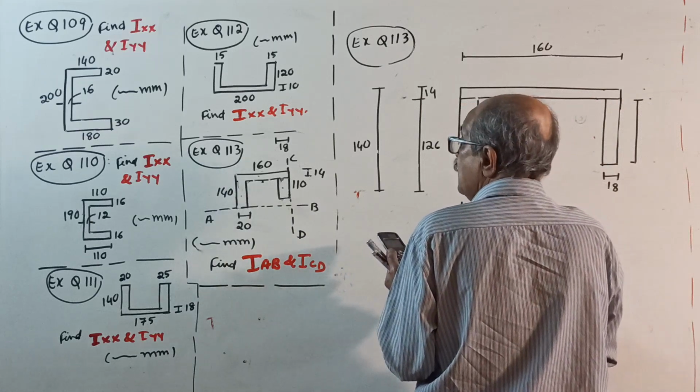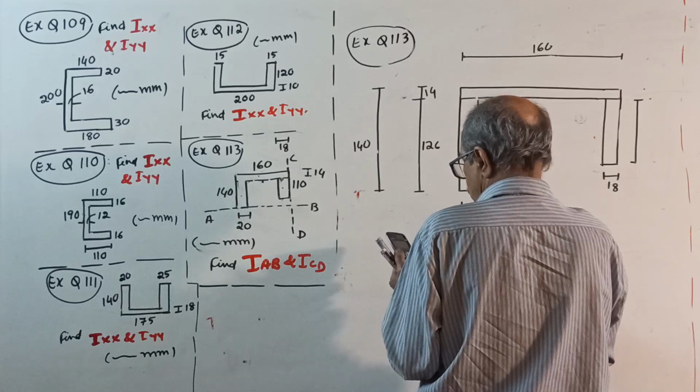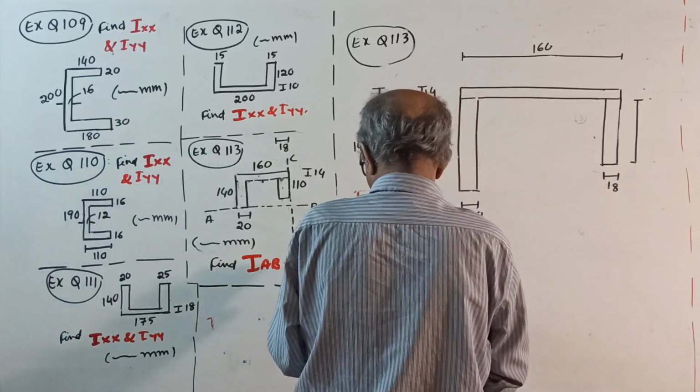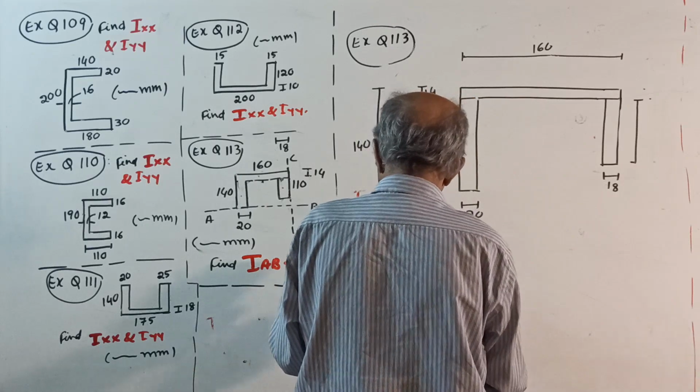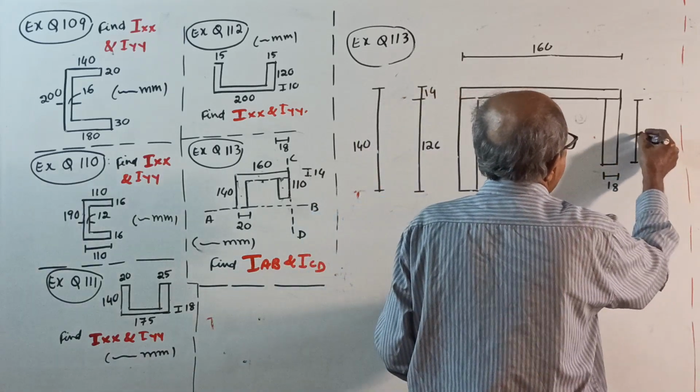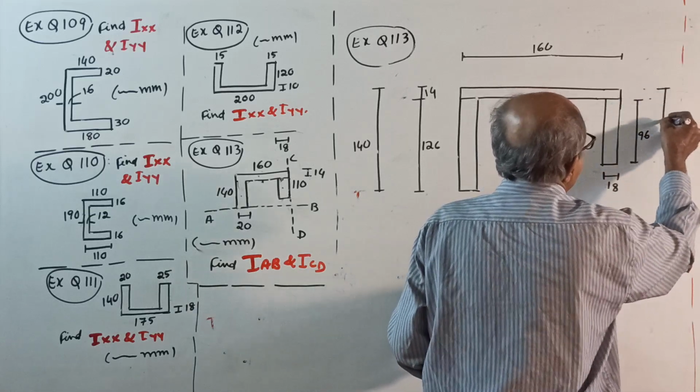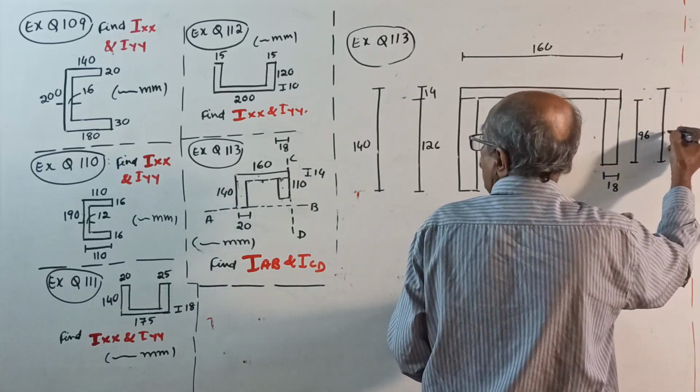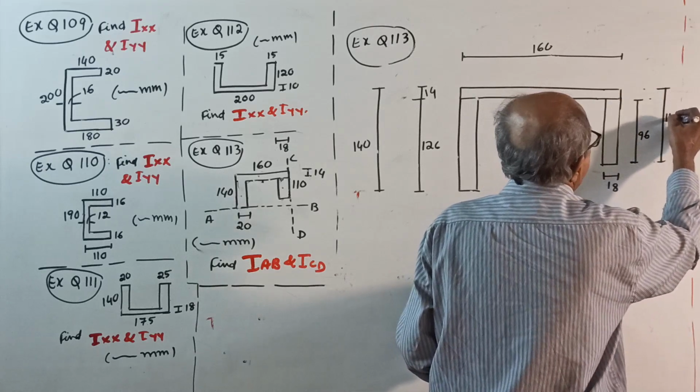110 minus 14. No, it's not 110. Sorry, I did 110 minus 14 by mistake. See, this is 96. Total is 140. How much? 140. 110. Total is 110.